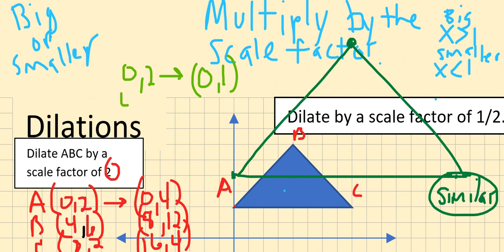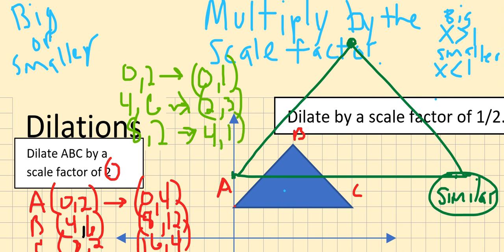This is going to be 4, 6. Half of 4 is going to be 2. Half of 6 is 3. And then the next one is going to be 8, 2. It's going to be 4, 1. If you notice, they're going to be the same shape, just different sizes. 1, 2, 1, 2, 3. And then 1, 2, 3, 4, 1.